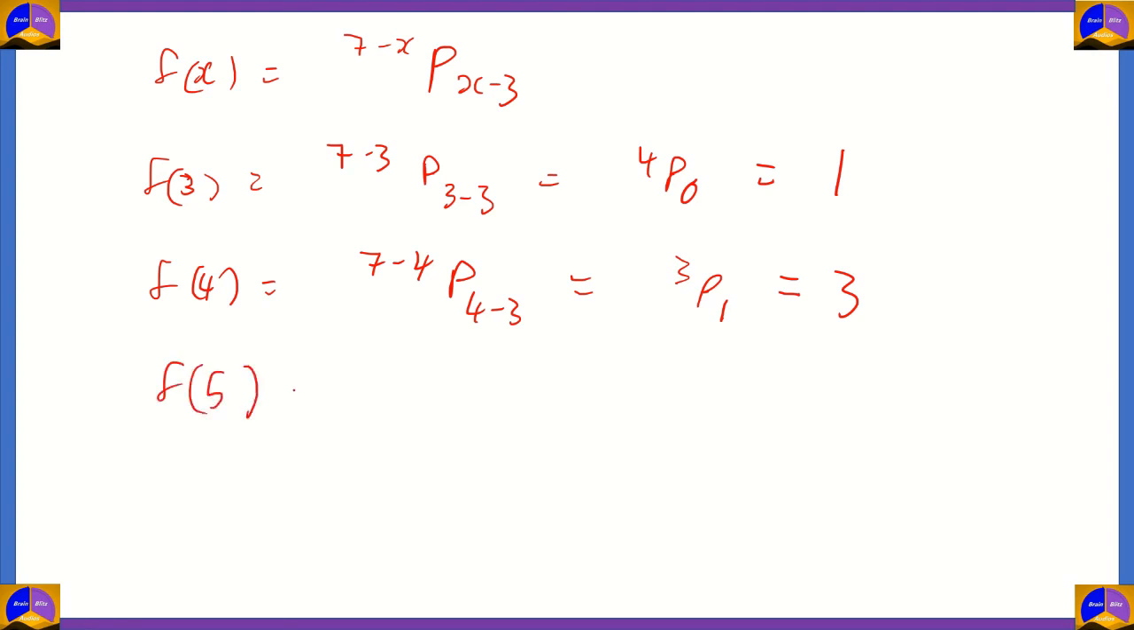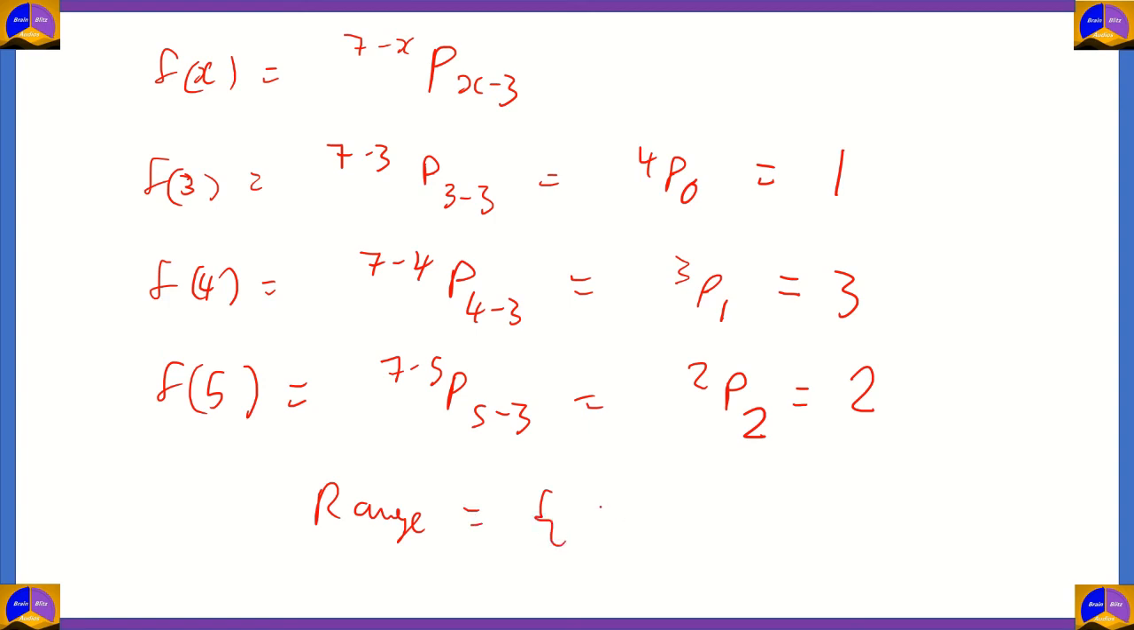F of 5, that means when the function is at x equals 5, you have 7 minus 5 P 5 minus 3, that is equal to 2P2. So 2P2 can be taken as the value 2. So the range of the given function is equal to the set 1, 2, and 3.